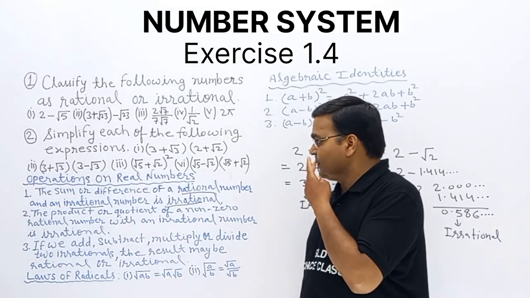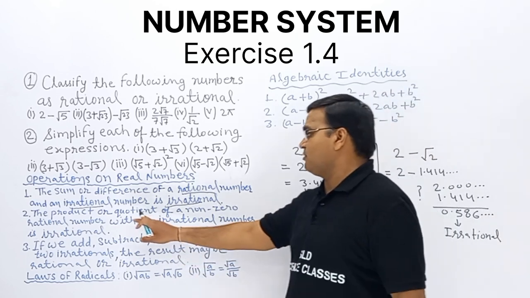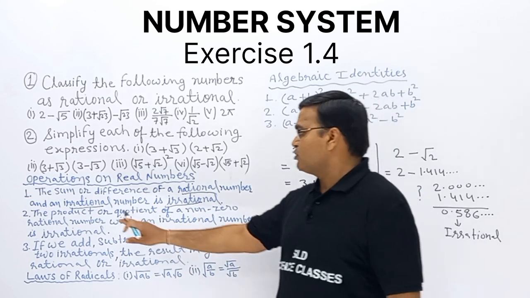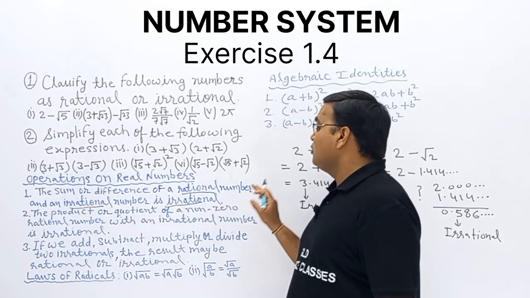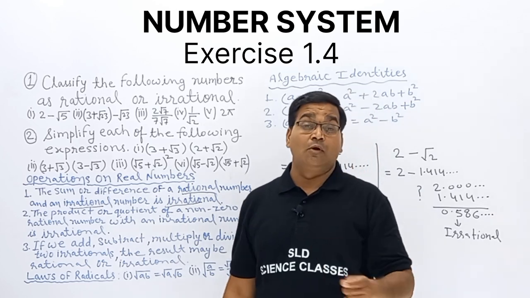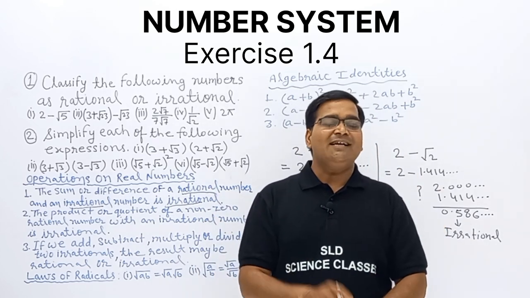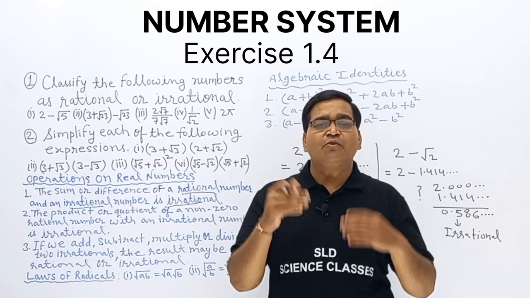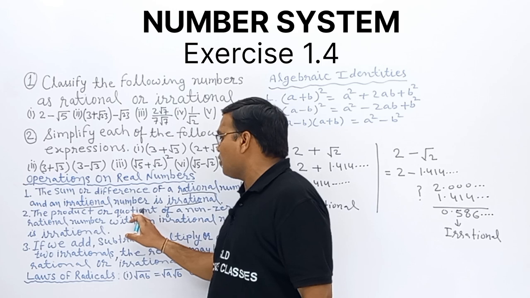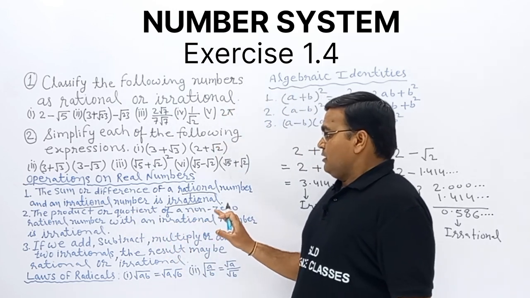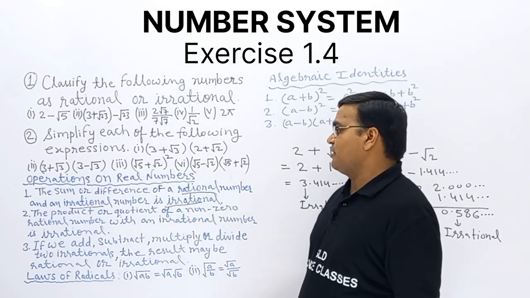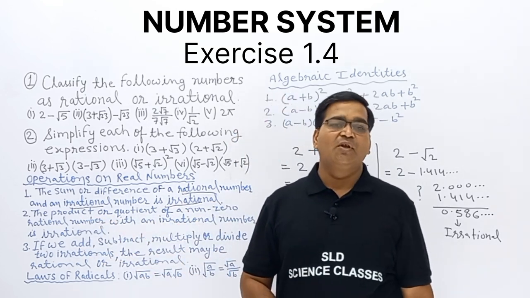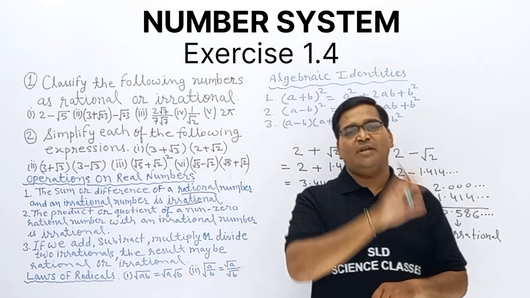Now the next one, the second operation. What is the second operation? The product or quotient. Quotient means division; I already discussed that a ratio is a division or quotient. So the product or quotient of a non-zero rational number, non-zero, except 0, with an irrational number. One number is a non-zero rational number, not 0.